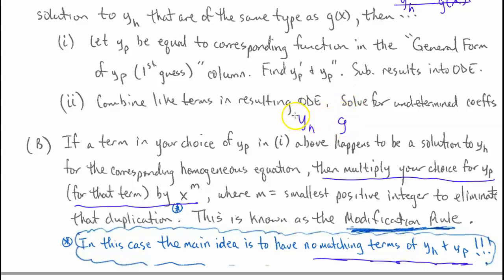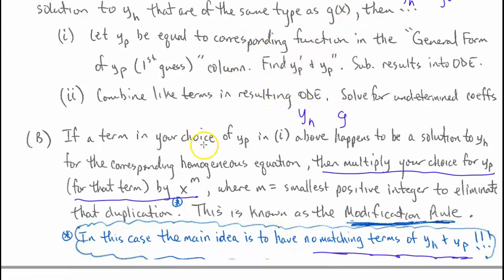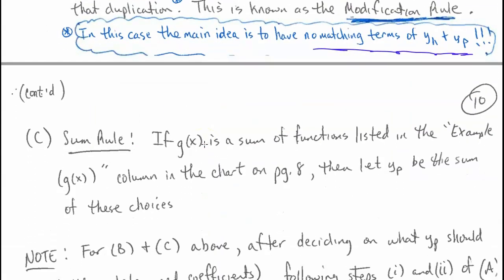And so after we go over this last rule, I'm going to show you examples of what that actually looks like. Now, of course, the sum rule is just saying, hey, just like in the chart I was showing you, if we have combinations of, let's say, a sine function and a quadratic function, then our general form for y sub p is just going to be the general form for a quadratic plus the general form for the combination of sine and cosine, okay? So the sum rule really isn't all that special. The modification rule is the one that's really important here.